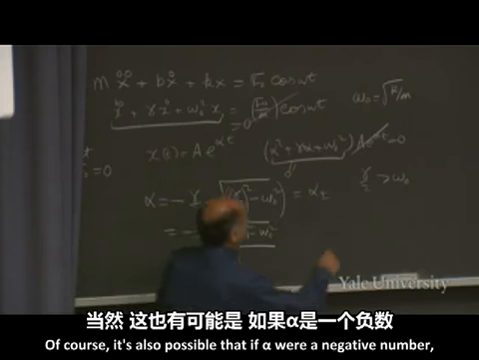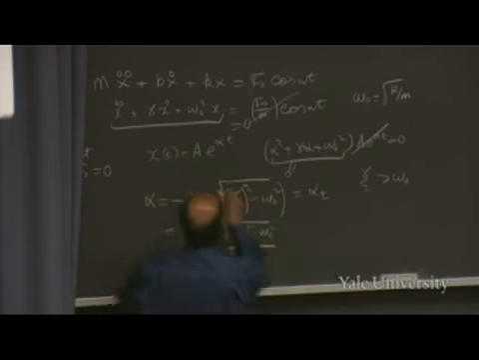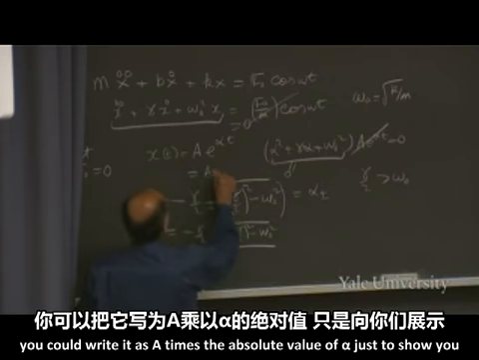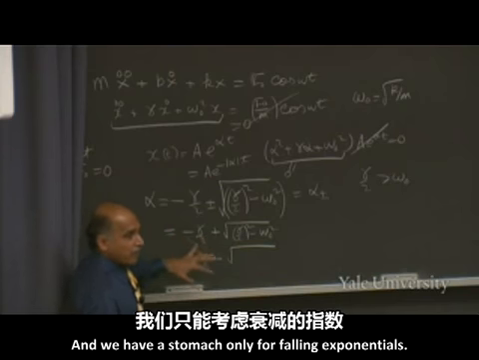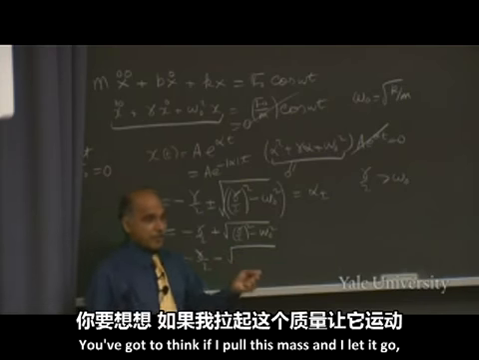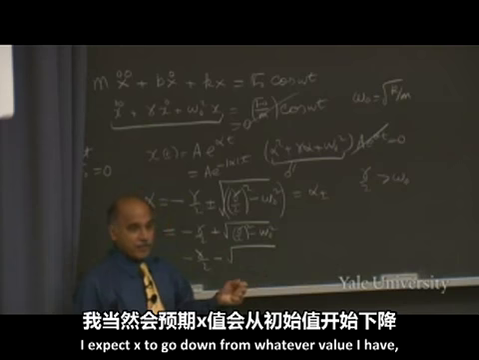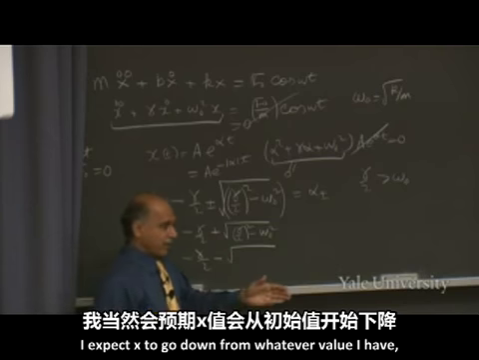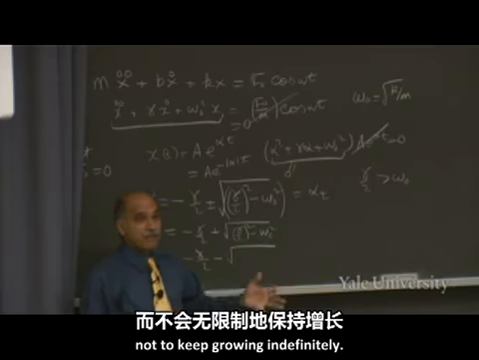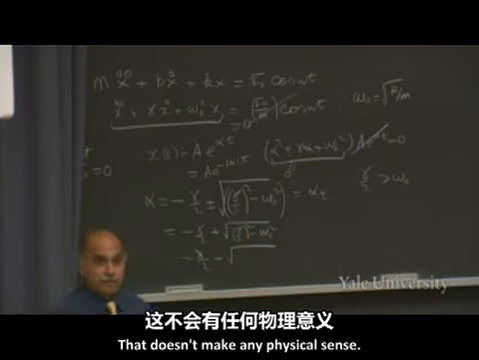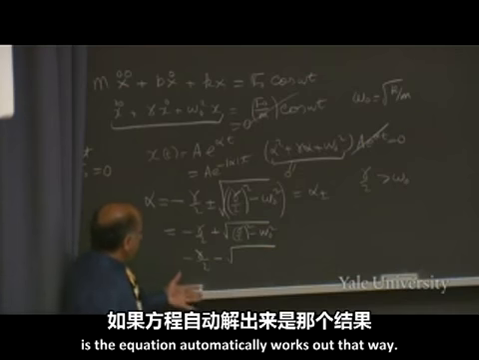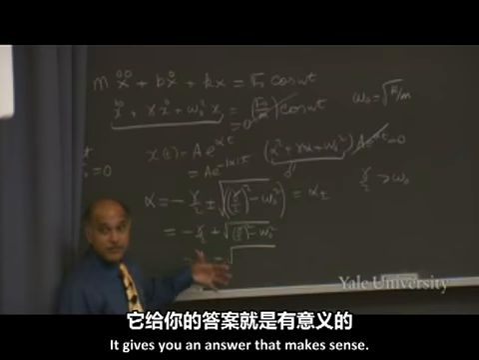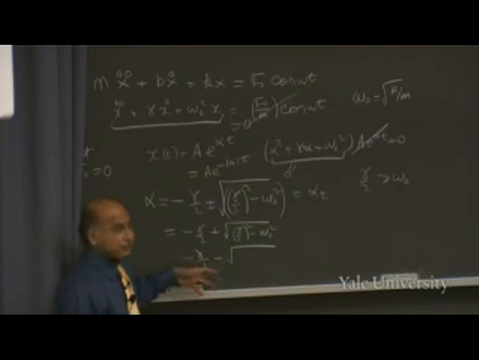Of course, it's also possible that if alpha were a negative number, you could write it as minus times the absolute value of alpha, just to show you it's a falling exponential. And we have a stomach only for falling exponentials. You've got to think, if I pull this mass and I let it go, I expect x to go down from whatever value I had, not to keep growing indefinitely. That doesn't make any physical sense. And one of the great things about the union of mathematics and physics is the equation automatically works out that way. It gives you an answer that makes sense.